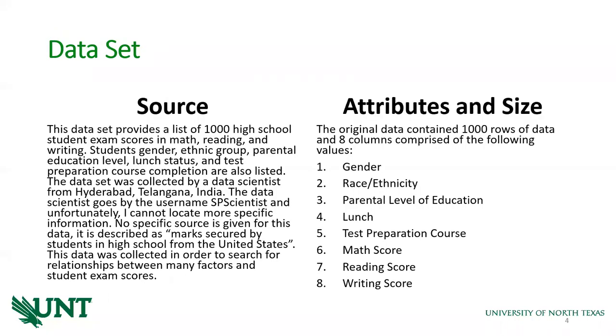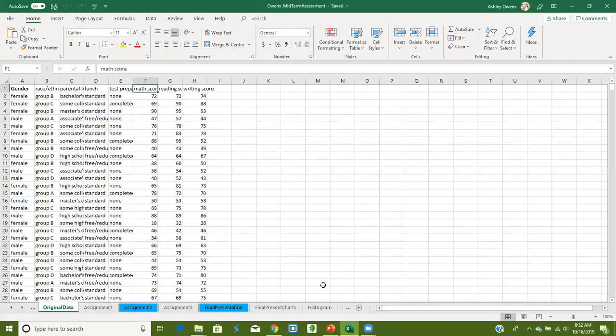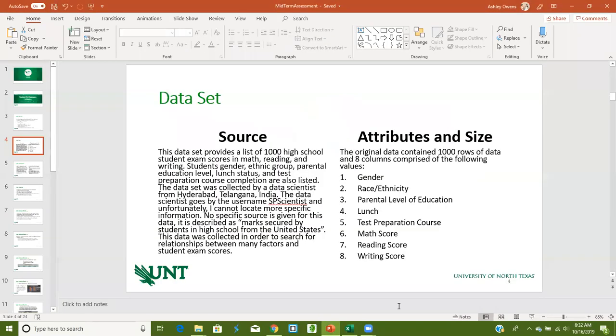My data set, the source was a little difficult to pin down. It's a list of 1,000 high school student exam scores, and you can see there on the right the original 8 columns that comprise the original values. The only information I could find about the source was that it was collected by a scientist from India, but it was described as marks secured by students in high school from the United States. So I'm not exactly sure what school this could be from. This is the original data I received, so that is how it looked beforehand.